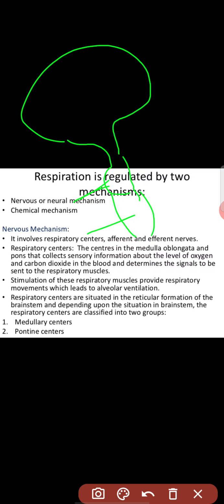The respiratory centers in the medulla oblongata and pons collect sensory information about the level of oxygen and carbon dioxide in the blood and determine the signals to be sent to the respiratory muscles. As these signals go to the respiratory muscles, they stimulate these muscles and provide respiratory movement, either for inspiration or for expiration.